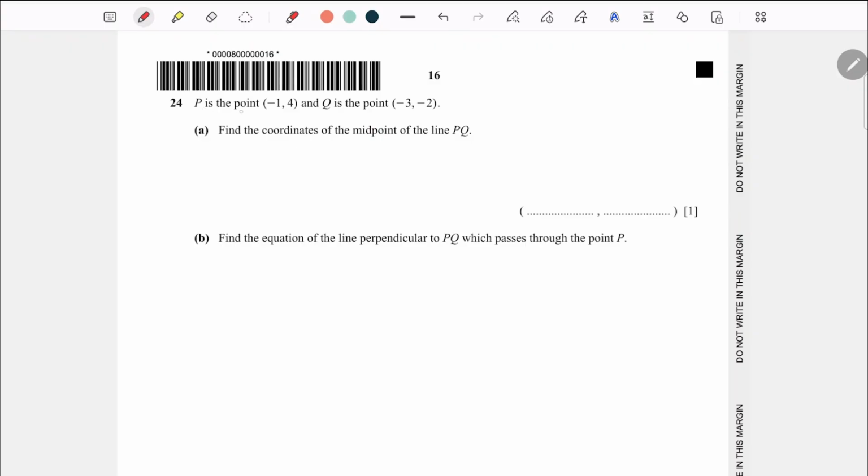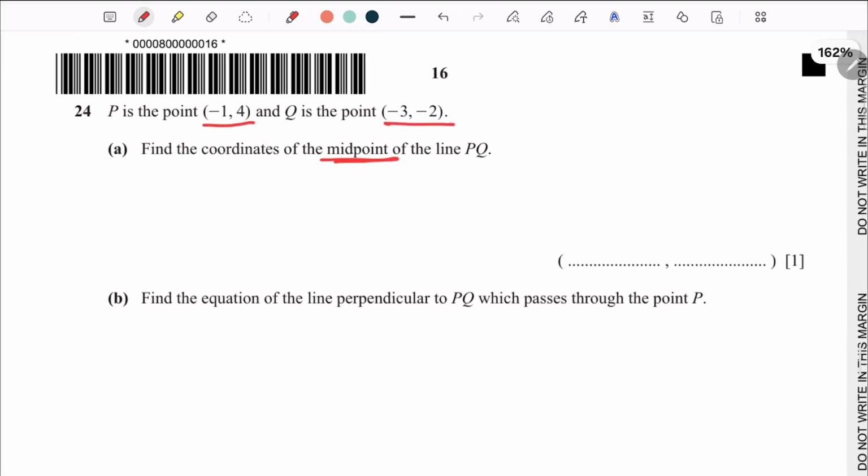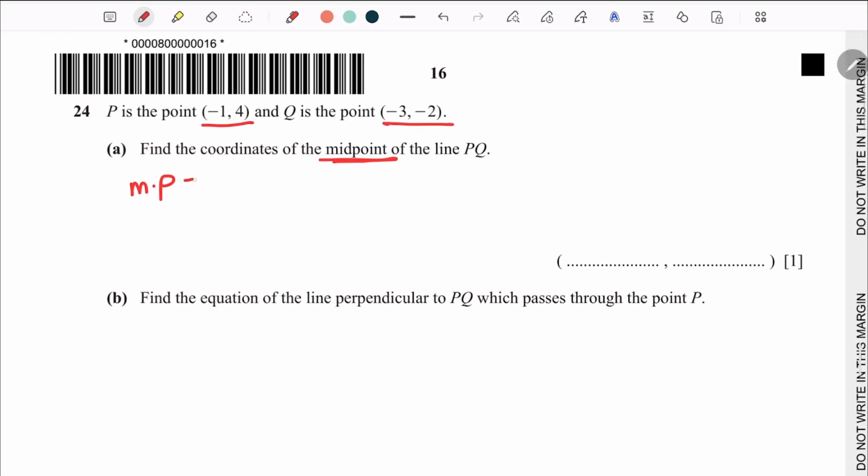Question 24. P is a point -1, 4. Q is the point -3, -2. Find the coordinates of the midpoint of the line PQ. So the formula for finding the midpoint is x1 plus x2 divided by 2, y1 plus y2 divided by 2. So here the coordinates of P are x1 and y1, and the coordinates of Q are x2 and y2.